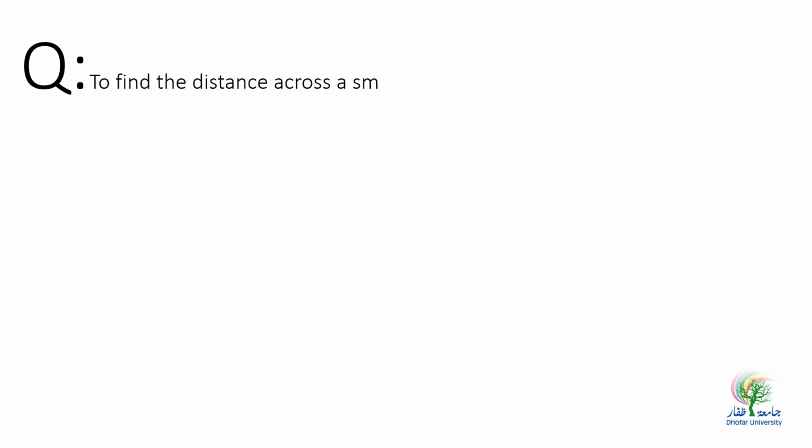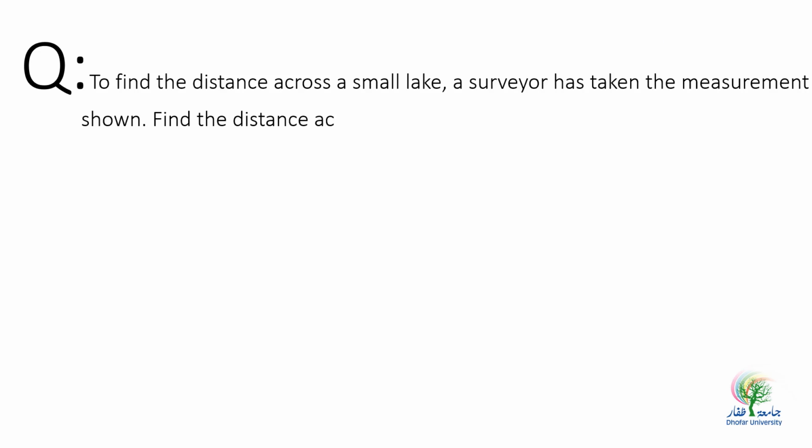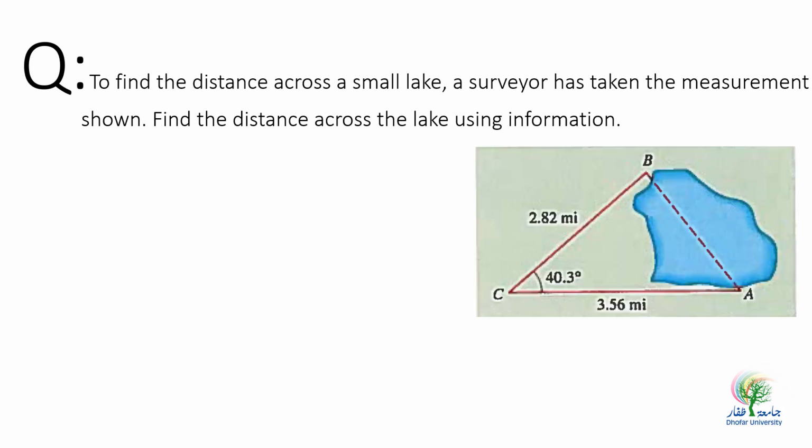Here we have an application question, how we apply the cosine law to solve a problem. Find the distance across a small lake. A surveyor has taken the measurements shown. Find the distance across the lake using this information. We have to find this distance from A to B. We can say X or we can say AB.